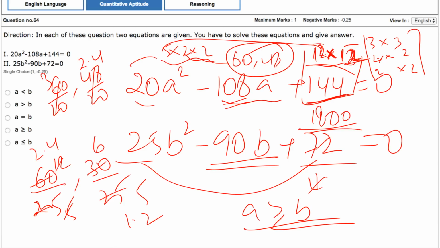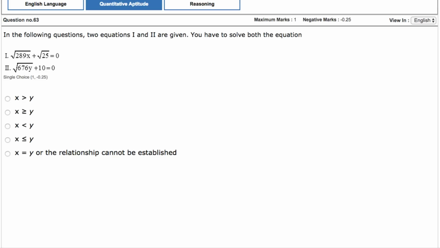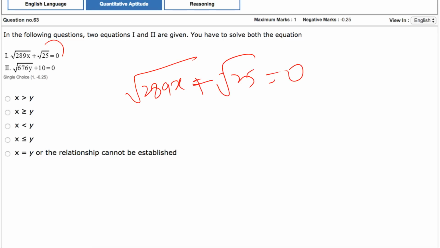So let me just move to the next question now. Okay, this is interesting. Again, I don't think there is any problem here. This is 5, so this becomes minus, so x will become... first let me write it down for you. 289x plus 25 is equal to 0, and root 676y plus 10 is equal to 0.